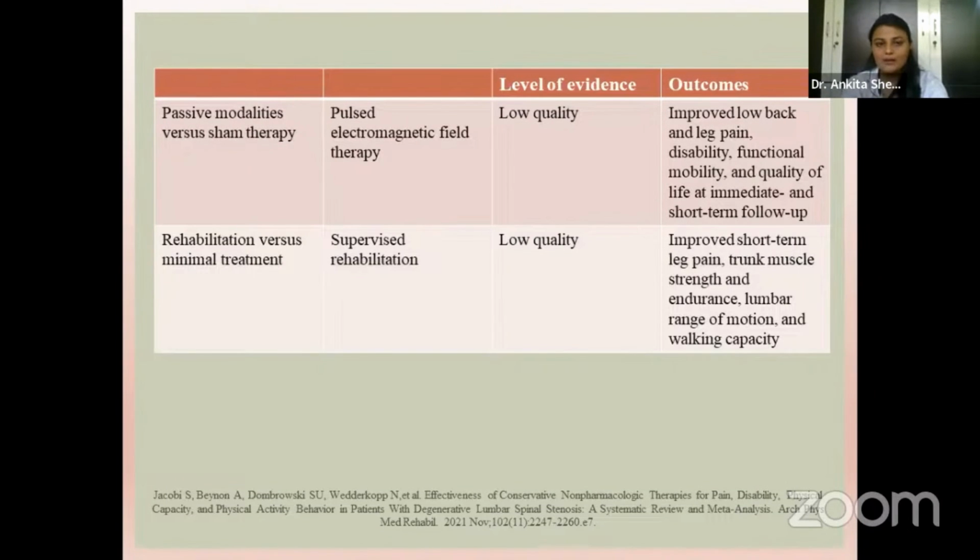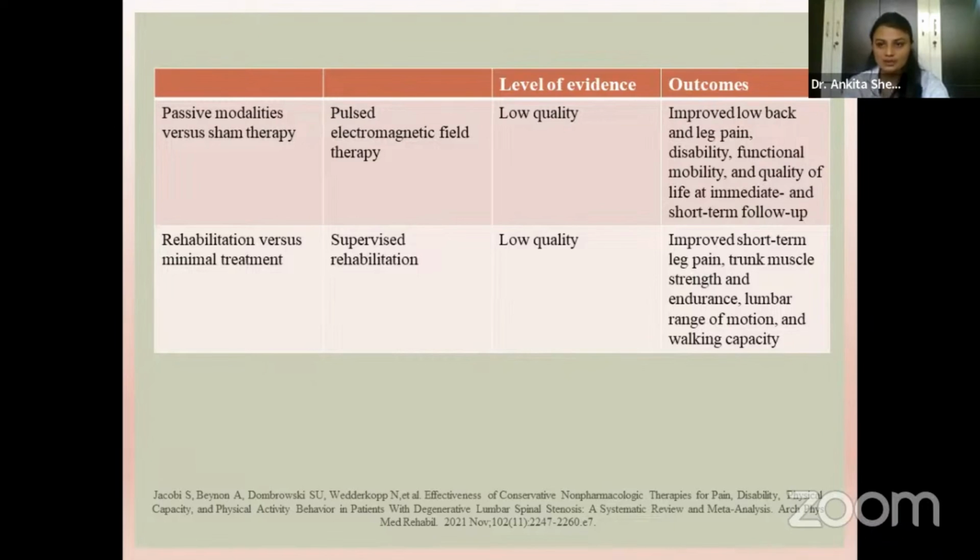When they compared passive movements versus sham therapy, it was found out that pulse electromagnetic field therapy had better outcomes with a low quality level of evidence for improving pain, disability, functional mobility, quality of life at immediate and short-term follow-up.